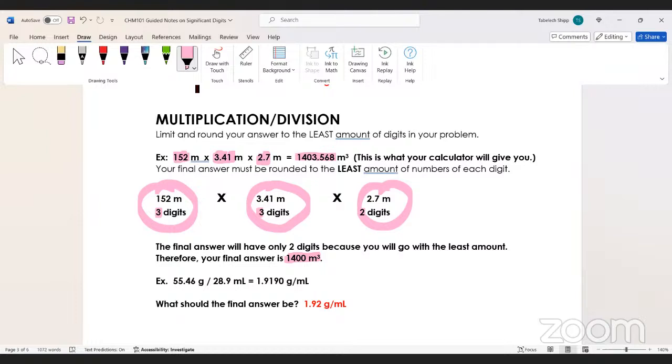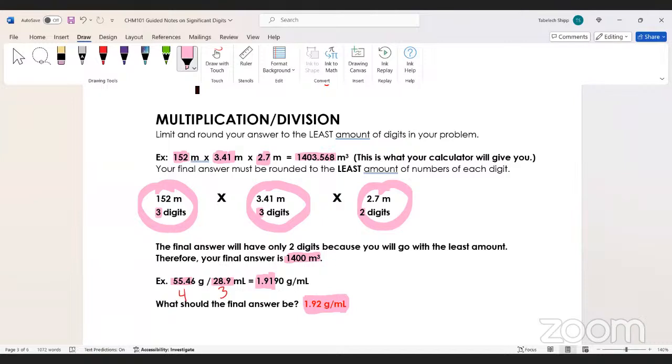Okay. Same thing if you are dividing. You've got 55.46, which has 4 significant digits, divided by 28.9, which has 3. So if you have 4 significant digits in the first value and 3 in the last value, you only need 3 of these numbers. Let me highlight only the 3. As you can already see from this answer here, the 9 tells that 1 to go up to a 2. And that's how we ended up with 1.92 grams per milliliter.